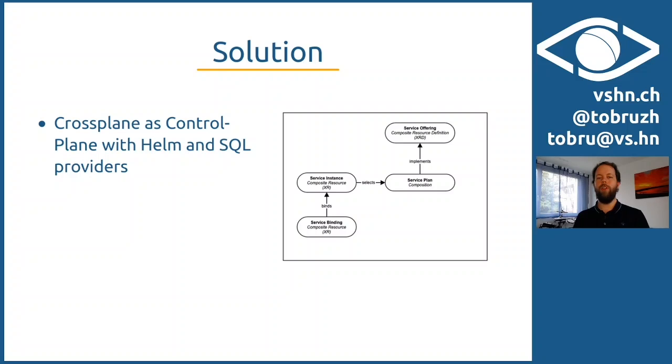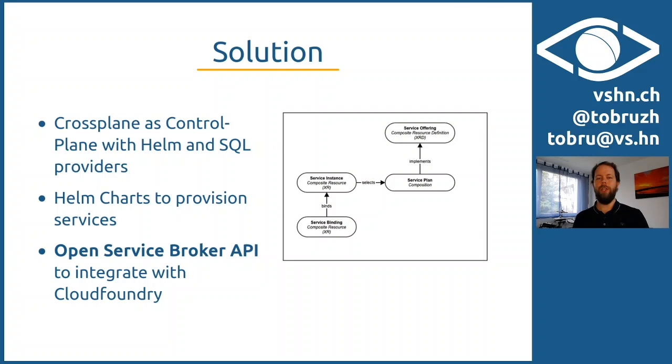Provisioning and managing of the services is all orchestrated by Crossplane with a bunch of providers, namely the Helm and the SQL provider. Both providers are available under the Crossplane contrib GitHub organization. With the Helm provider, we are able to leverage already available and well-maintained Helm charts, like the ones from Bitnami, for doing the actual service provisioning.